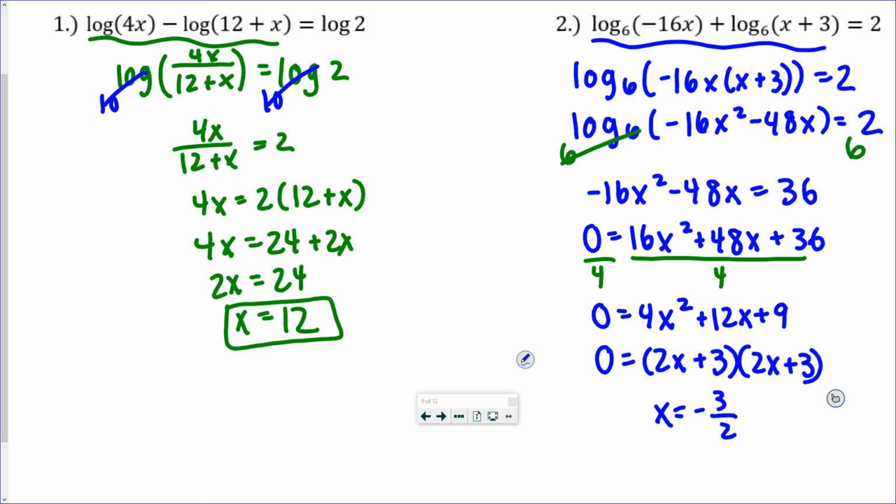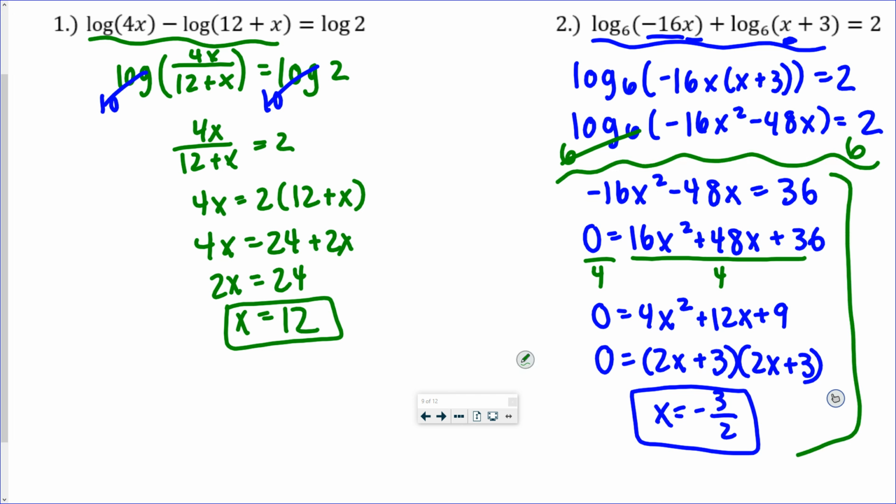We get negative 3 halves from both factors. It's not extraneous, because when I take negative 16 times negative 3 halves, that's positive, and negative 1.5 plus 3 is still positive. If you understood the log part of it, that's good. This part was new for us. This part's algebra. That part's pre-calc.